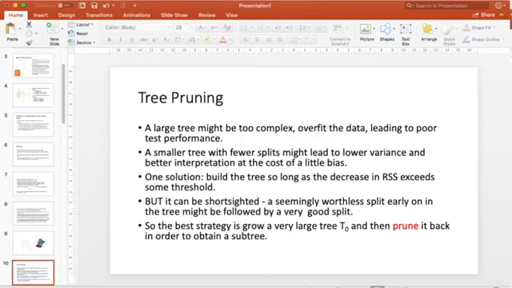Because when you have a training data set and a testing data set, these are 2 different data sets, okay? You build the model based on the training data set, and when you try to test it using the testing data set, it's not going to perform very well, okay? So that is why we want to have a medium size tree that is not too complex, but not too simple, of course. We want to capture the relationships in the data, but we do not want a model that is too complex. So a smaller tree with fewer splits might lead to a lower variance and better interpretation at the cost of a little bias.